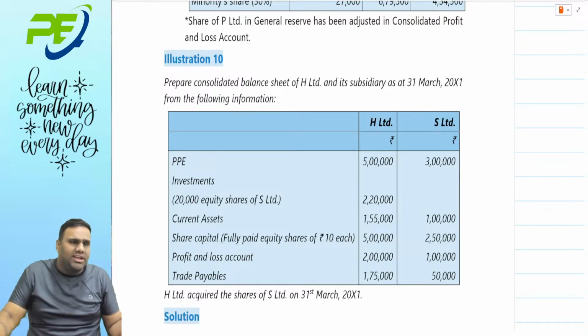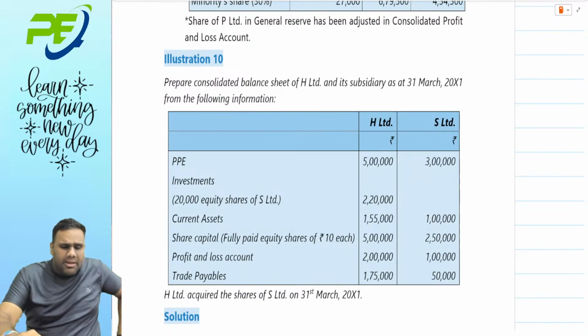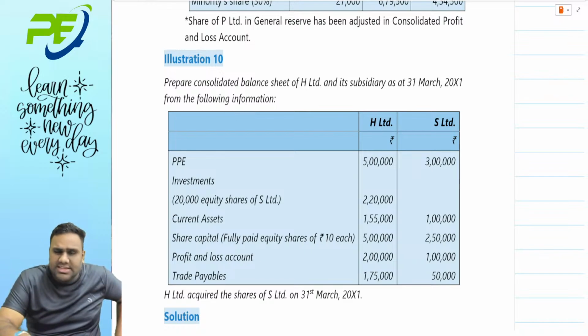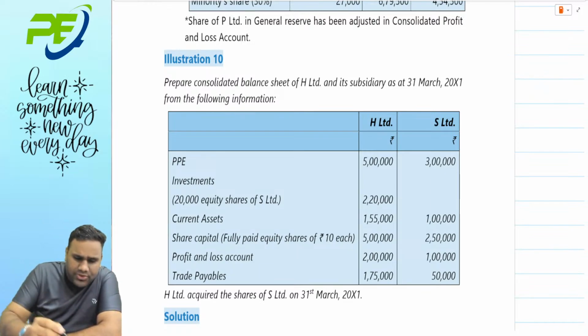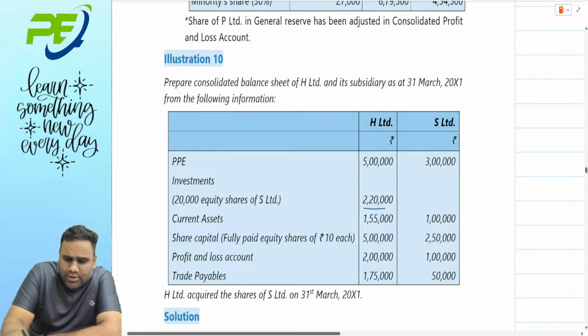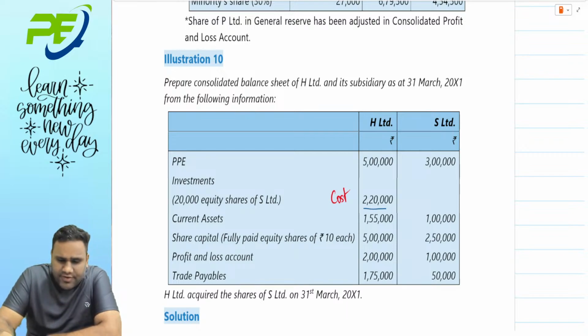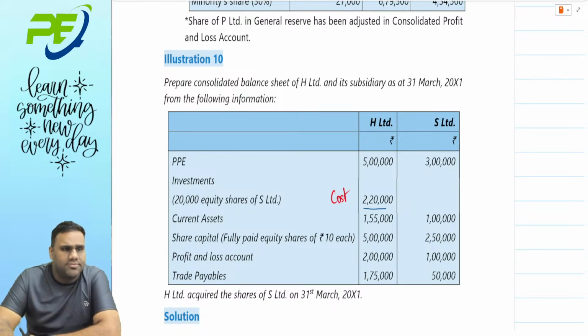So this is the actual consolidation problem which we are starting, and we are doing the easiest problem in consolidation. Prepare consolidated balance sheet of H Limited and its subsidiary as at 31st March 20x1 from the following information. H Limited, S Limited, PPE they have given for both the companies. Investment, 2000 equity shares of S Limited, 2,20,000. What is this? Cost of investment. Current assets, share capital, P&L, trade payables. H Limited acquired the shares of S Limited on 31st March 20x1. That is the end of the year.